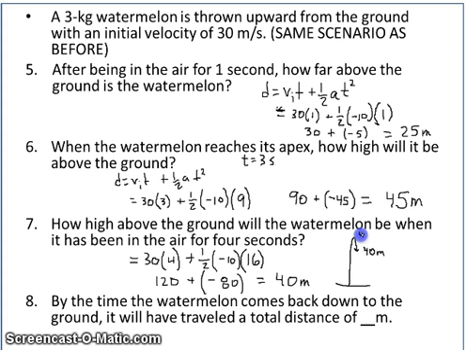At its highest point, it's 45 meters off the ground. It gets to its highest point in 3 seconds, and at 4 seconds it's on its way back down, so it's not going to be as high. By the time the watermelon comes back down to the ground, it will have traveled a total distance of how many meters? Well, that's pretty easy. If it goes up 45, it's going to come down another 45 when it comes back to the ground, so that's a total of 90. You just add them up, that's all it is.